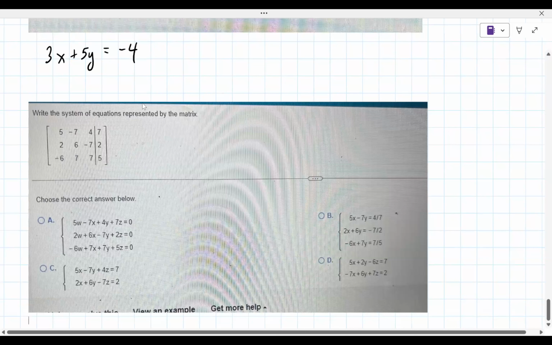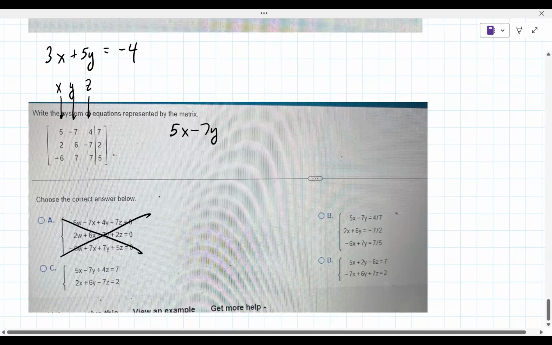Okay, the equation represented by the matrix. Because there are 3 columns left of that vertical line, it's x, y, and z. So the first one is out because it's got too many letters in it. Then you have to look at these. You're missing a little bit here, but it would be 5x minus 7y plus 4z equals 7. C and D are cut off at the end, but there's enough there to be able to do this.